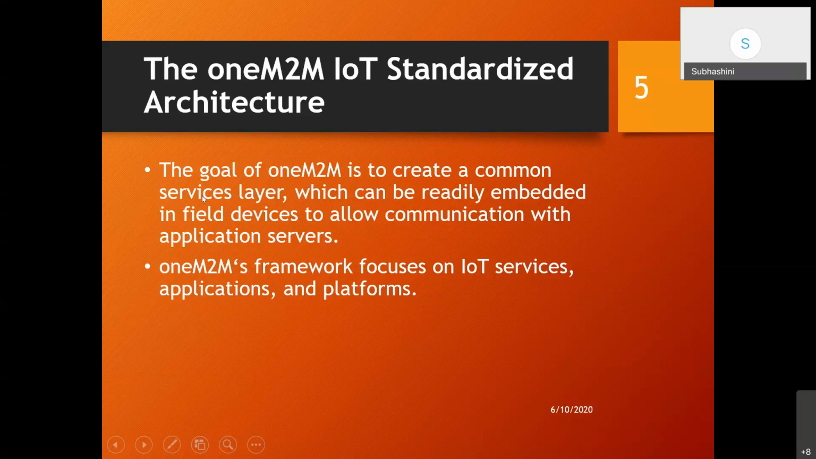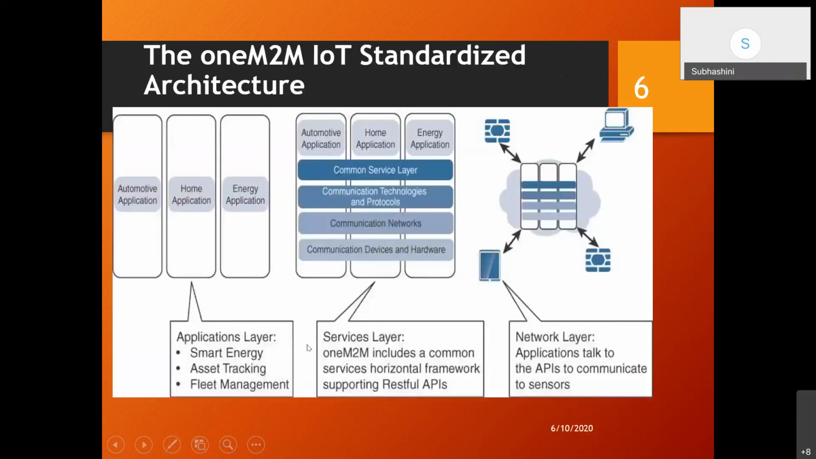Okay, so let's see how the architecture looks. Please observe here. You can find there are three basic layers. One is the high-end application layer, another is the service layer, and the third is the network layer. So they categorized the oneM2M architecture into three layers: application, service, and network layer. Here we have to majorly look into the service layer.